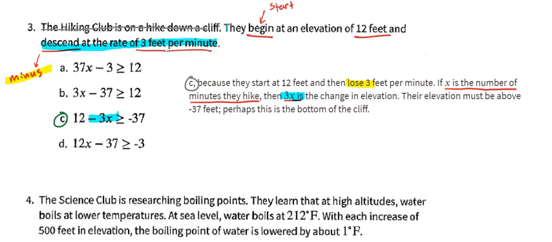The last sentence where it says their elevation must be above negative 37 feet. Maybe that's the bottom of the cliff. I don't know, negative 37 feet. You're not going underground. Maybe it's 37 feet down from where they started. Okay? You need to have an explanation like this. You can copy if you want, or put the main points into your own words. When you're ready, you can unpause the video and we'll go through number 4. Go ahead and pause and write the explanation.